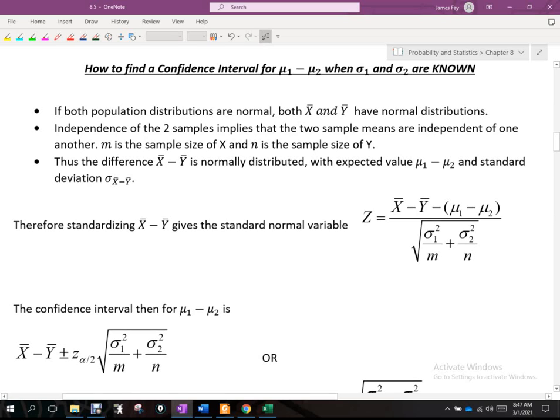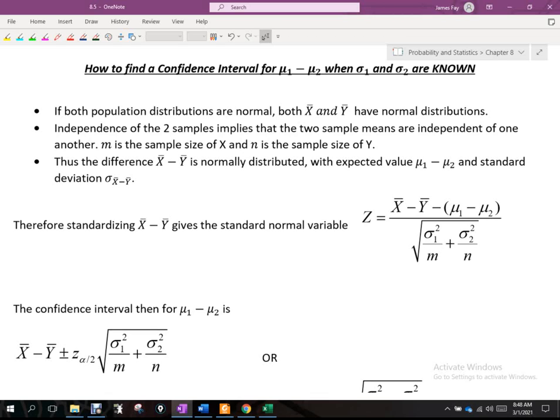It says independence of the two samples implies that the two sample means are independent of one another. It says M is the sample size of X and N is the sample size of Y. We've already talked about that. It has to be independent. So one of the questions at the beginning was, how do I compare, like, the effects of a medicine on an adult group versus a child group? Well, can a child be an adult, and can an adult be a child?